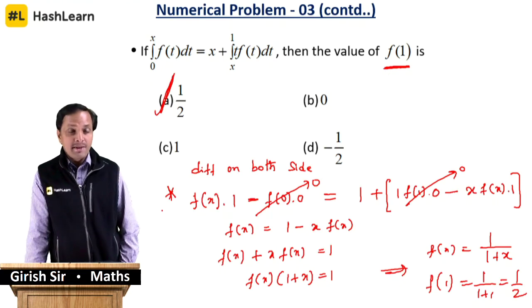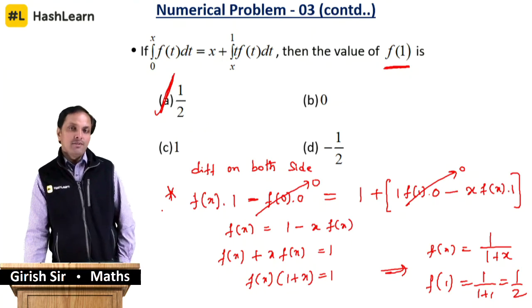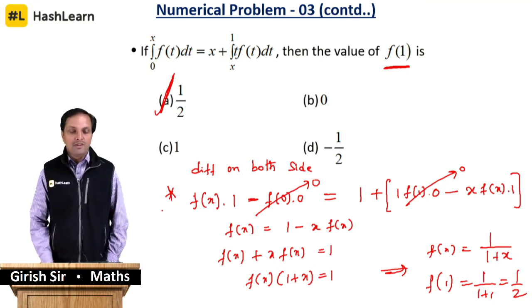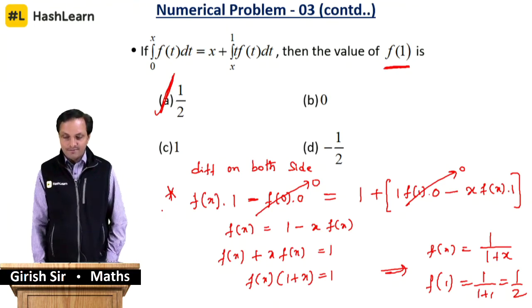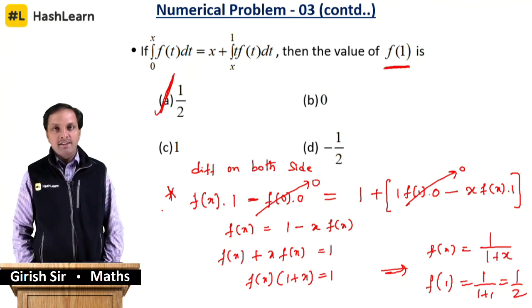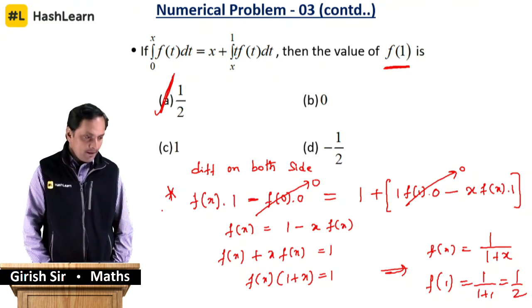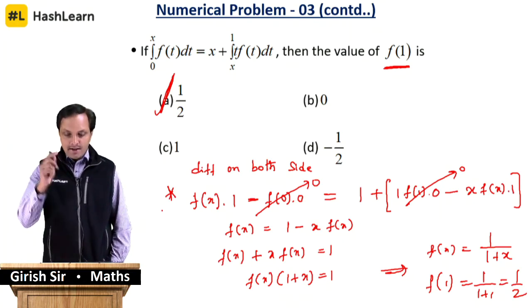Hope you all follow the steps. So remember, put the upper limit, multiply it by the derivative of that, minus put the lower limit and also multiply with the derivative of the lower limit. Okay, so 1 by 2 was there, 1 by 2 is option A, that is the right choice. Is that okay? Fine, then let us go to the next.